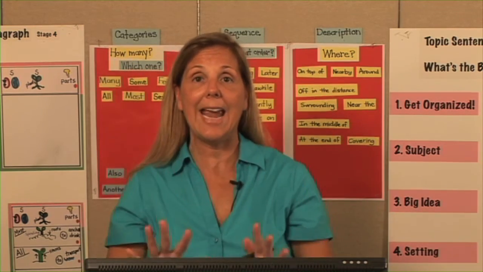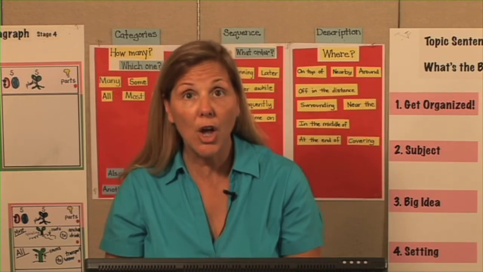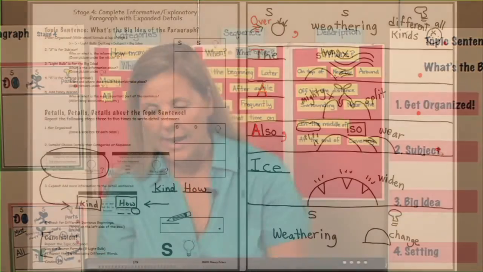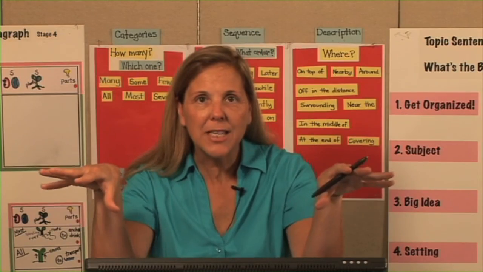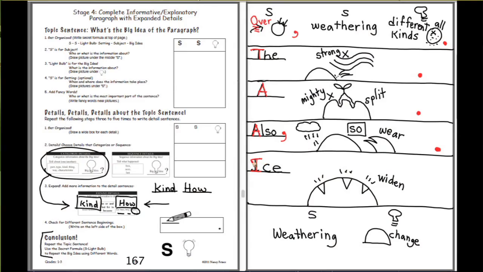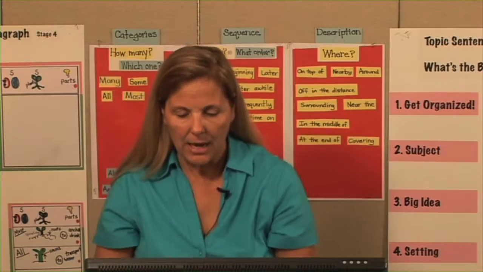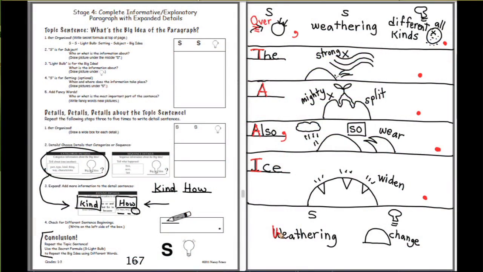Also, the rain and waves hit a rock so it will wear away. Let's put our period here. Ice can make the cracks in a rock widen. That sounds good. Let's put our I there, capital, period. And finally, weathering changes rocks. Let's put our W. Ooh, let's put an S there because we said changes rocks, and then our period. We have our entire paragraph.